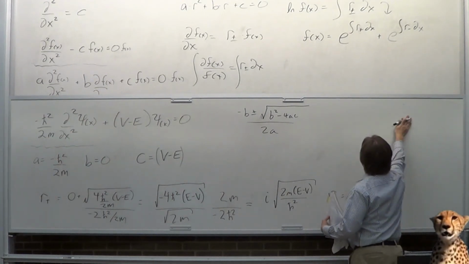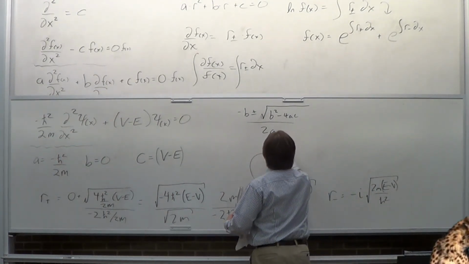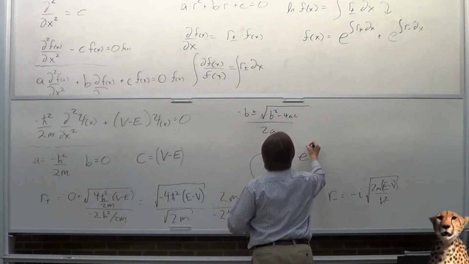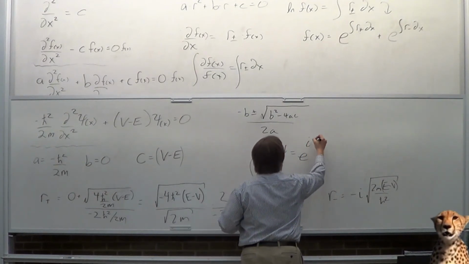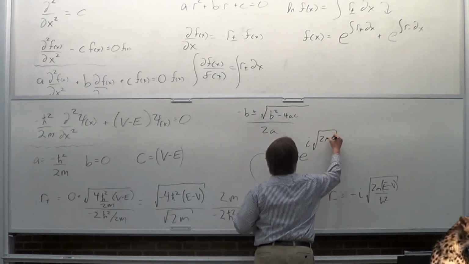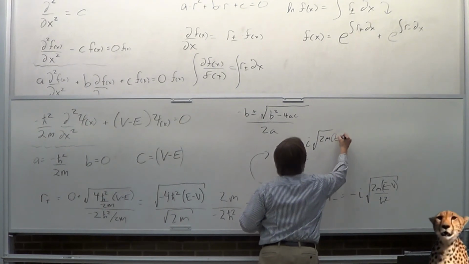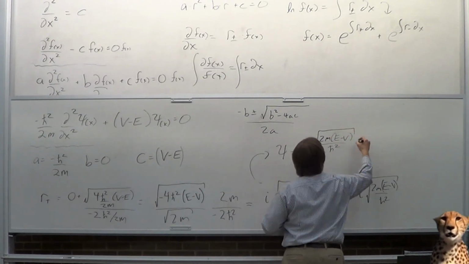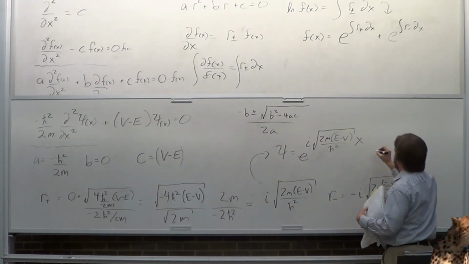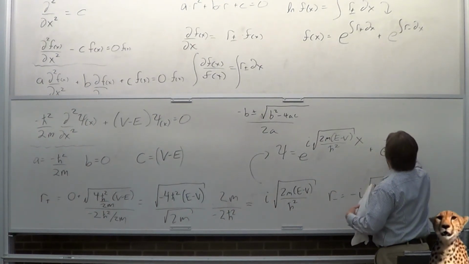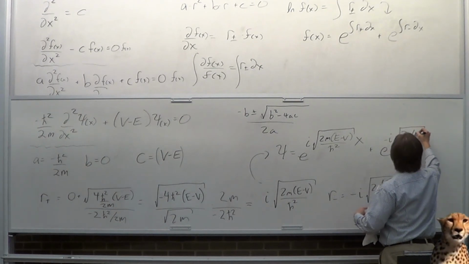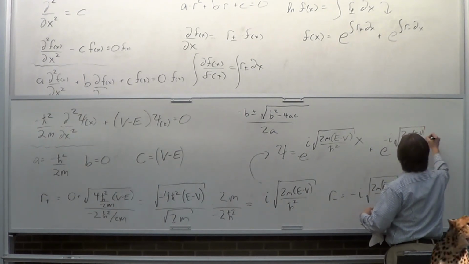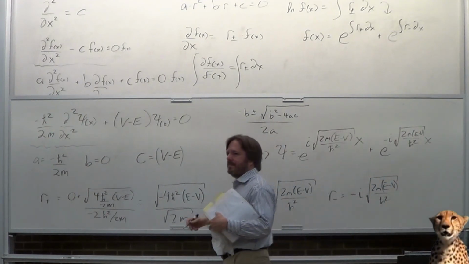Okay, and therefore the solution is e to the integral of that, but that's a constant. So that ends up being I root of 2m e minus v. Call this K. Well, we already know that's k. And the integral of a constant is just x, but because there's two potential solutions, you end up with a sum.